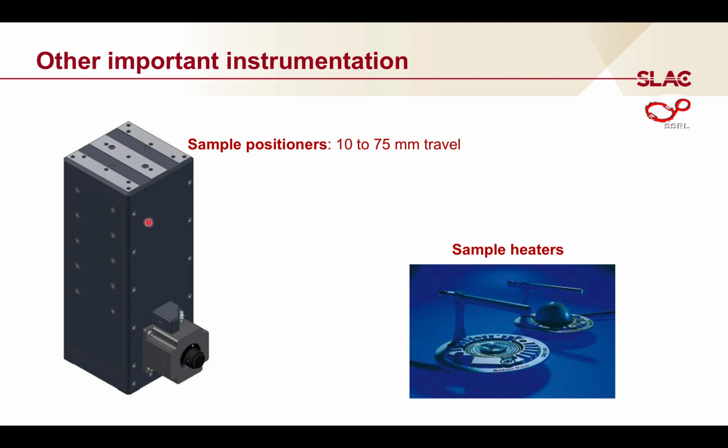Sample positioners are other types of extremely important hardware. In some cases, you'll have 7 or even 8 axes of motion on a sample, so it's more than just a single sample axis, as you see here. We also have sample heaters, so these can get you up to 800 Celsius. If you need these, again, talk to your beamline scientist.